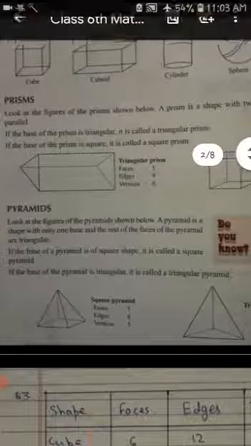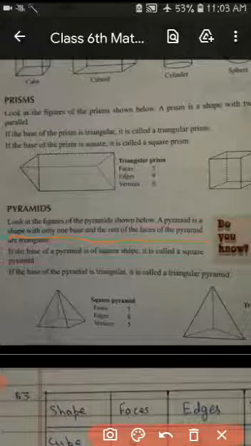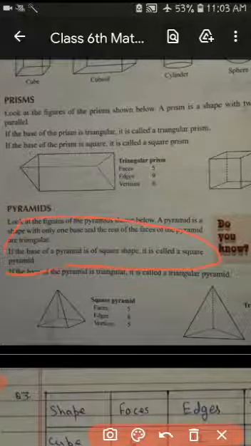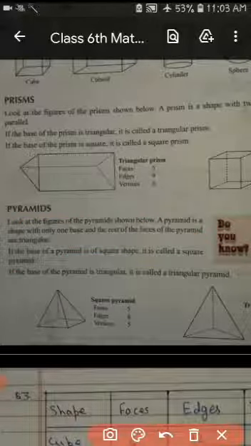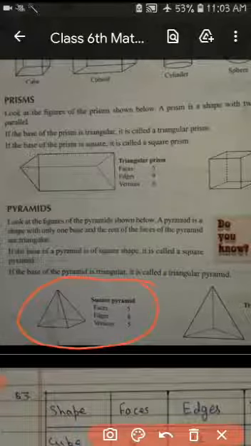Look here at the pyramid. Look at the figure of the pyramid shown below. A pyramid is a shape with only one base, and the rest of the faces of the pyramid are triangular. If the base of a pyramid is a square, it is called a square pyramid. If the base is a triangle, it is called a triangular pyramid. A square pyramid has 5 faces, 8 edges, and 5 vertices.